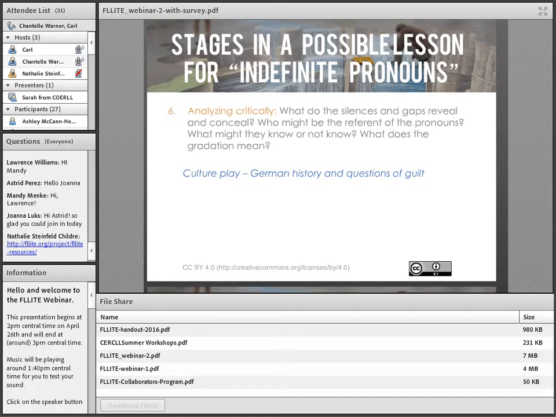This might be a moment where a brief authorial biography or a short historical discussion of the post-war period could be helpful to many students. And again, it depends on the learning outcomes. Others with more knowledge of German history might come to these topics of guilt and blame without this additional support.